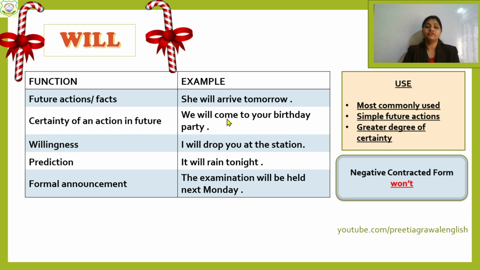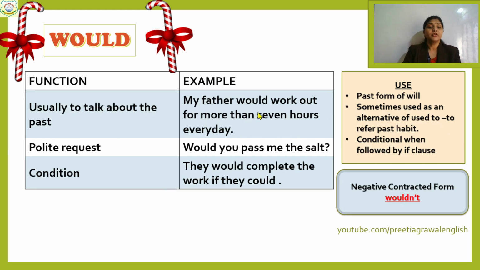And when you don't have to write the short form, you will simply write not. She will not arrive. But when you have to use the short form, you will write won't. Some children are in this confusion that won't is the short form of would not, which is incorrect. Would not, no. It is not the short form of would not. Won't is the short form of will not. Clear?